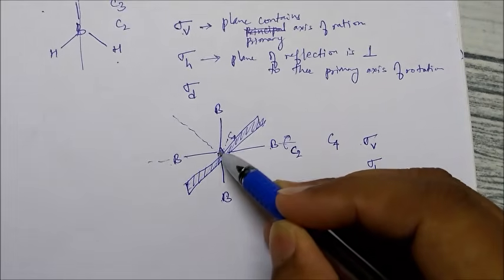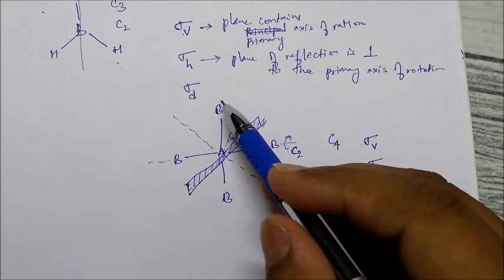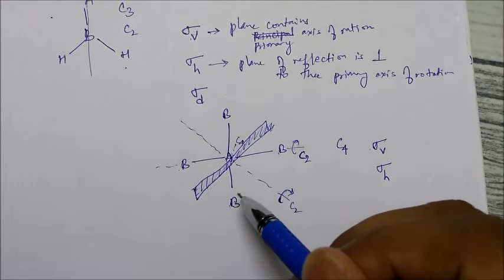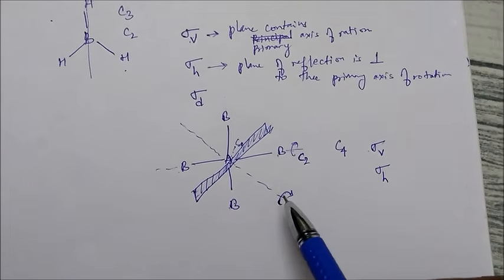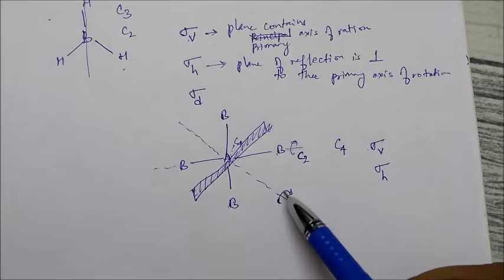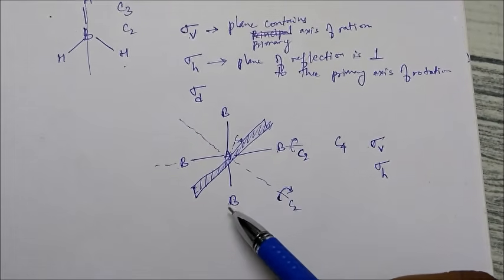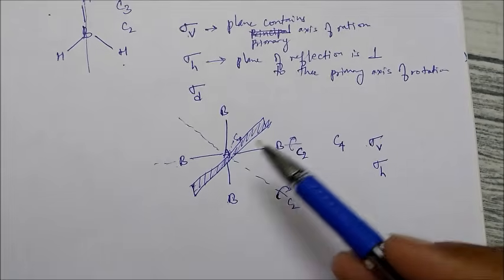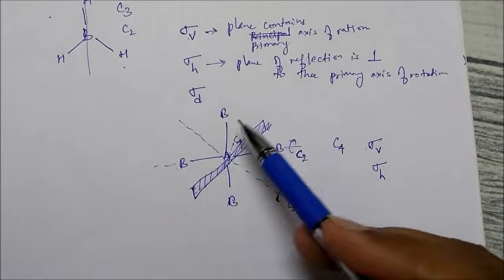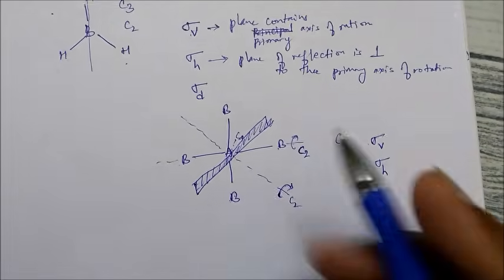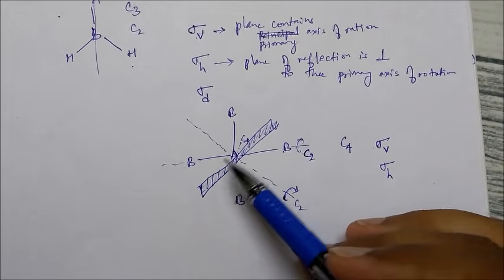So this plane is passing through A, and it is reflecting this B here and this B here, this B here and this B here. Earlier it was done with this C2 axis. This C2 axis was rotating this molecule, and this B was going that side, and this B and this B were interchangeable. But now we are done with this axis. Now we are checking about the plane.